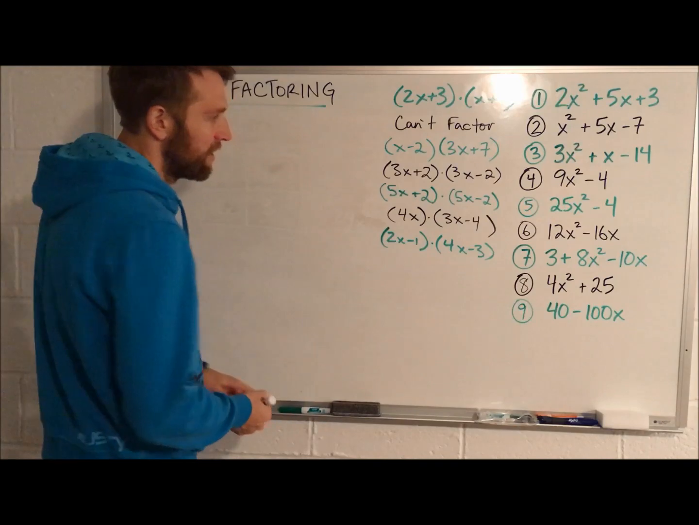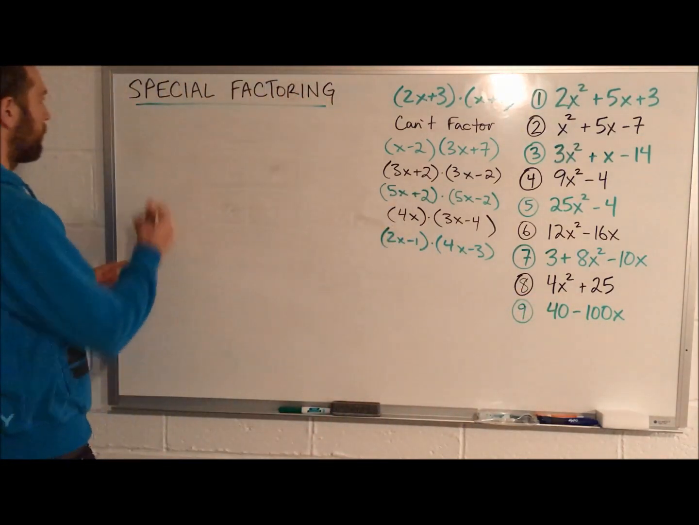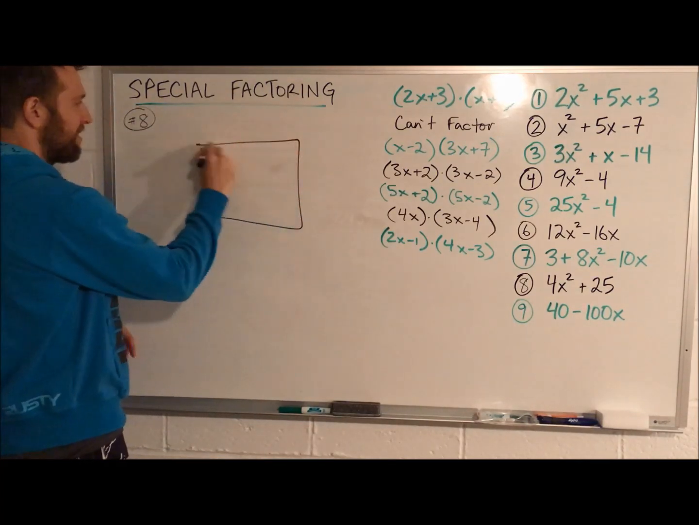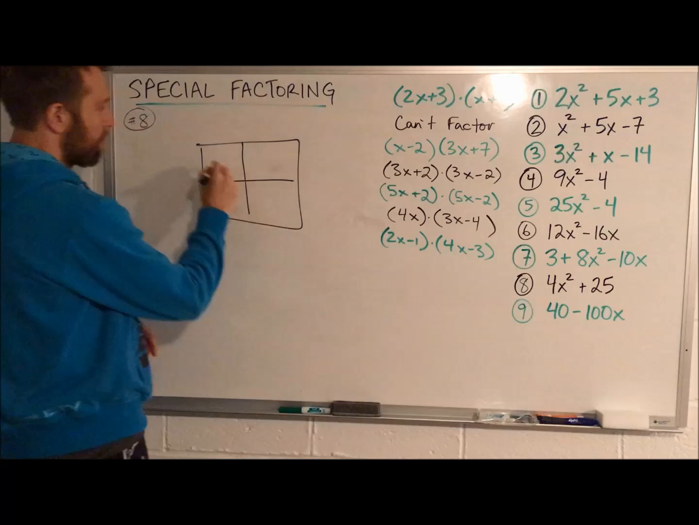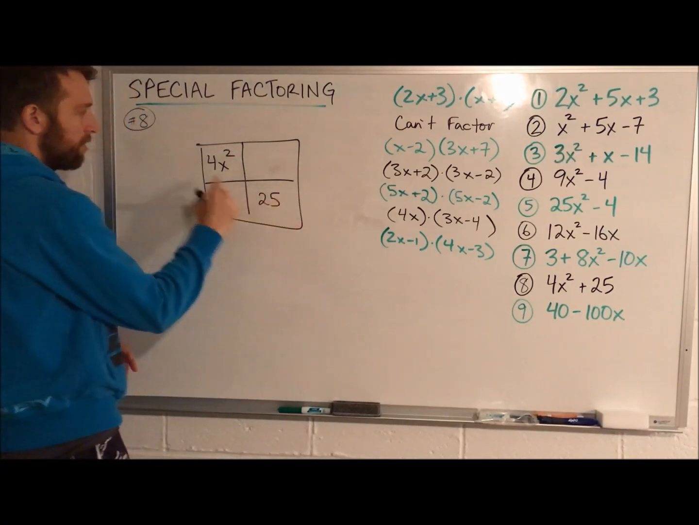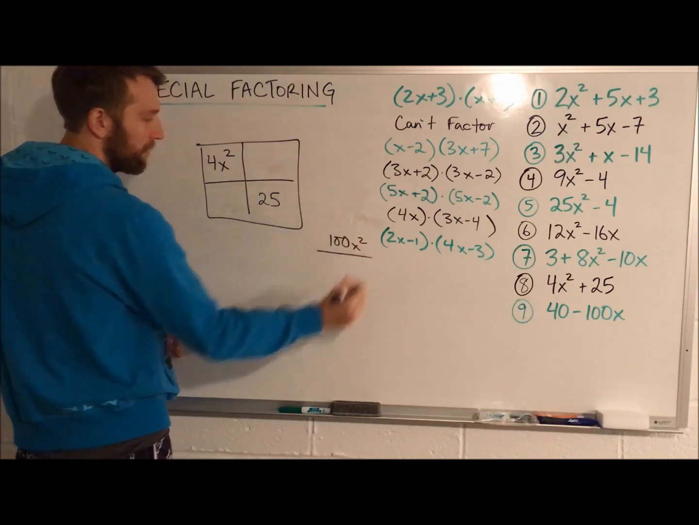Take a look at number 8. We have another one missing some x's, so we need 0 at some point. So let's go ahead and take a look at number 8. We set up our boxes. Everything is in order on this one. 4x squared, boom. 25, boom. 4 times 25 is 100. I could put the x squared there to help me out.